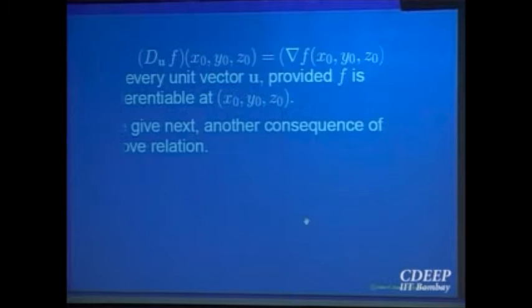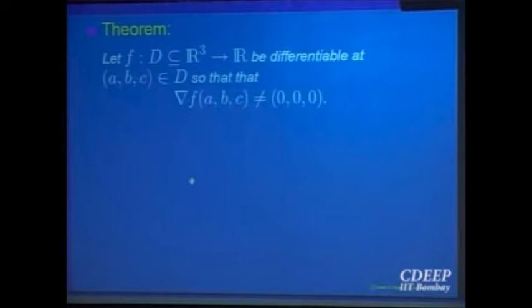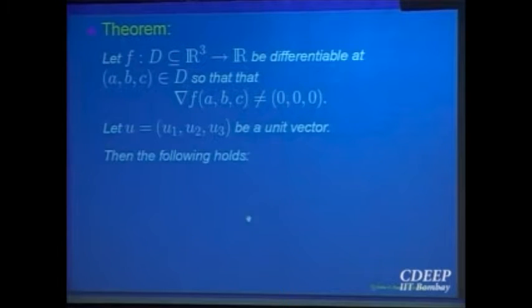So let us write that as a theorem. It says: consider a function f of 3 variables defined in a domain D, and let us assume that the gradient vector is not 0, because if it is 0, then the dot product is 0 and you can't conclude anything. So the vectors a and b should not be 0. u is a unit vector already, so we assume that the gradient vector is not 0 at the point (a, b, c), and u is a unit vector. Then the following hold.